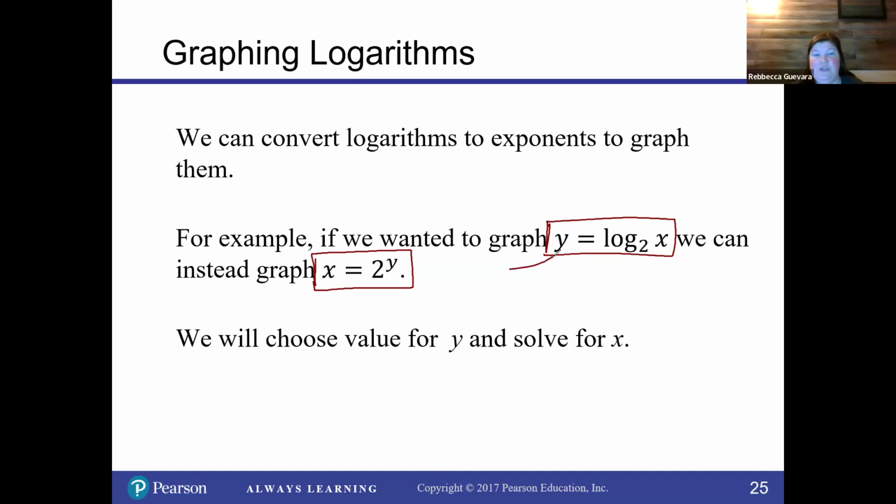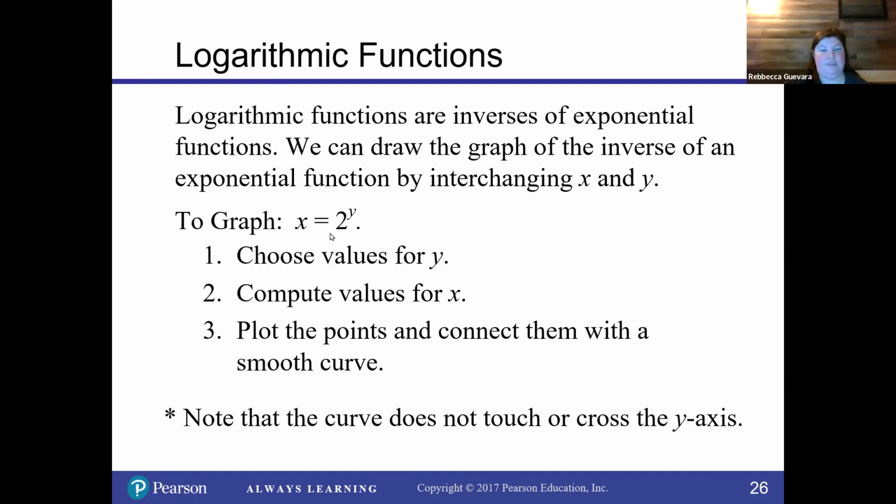Like I said, this is just the converted version. They are representing the same function. So in this case, we'd end up choosing our y's first and then solving for our x's. Just a note here, the curve does not cross the y-axis because we should have an asymptote there.